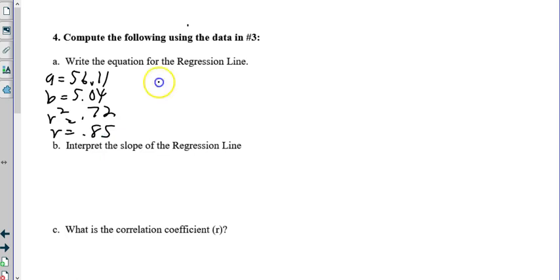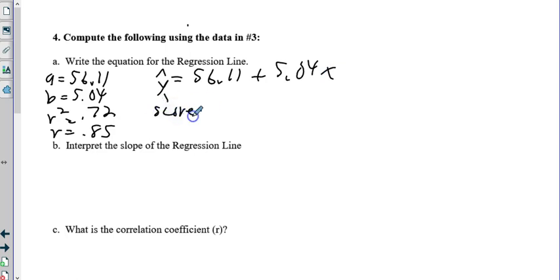So to write our regression line, we just write y hat equals A, 56.11, plus B, 5.04, X. Now just remind ourselves that Y is scores and X is hours studied. With that information, we look at the slope. Remember, B is our slope.